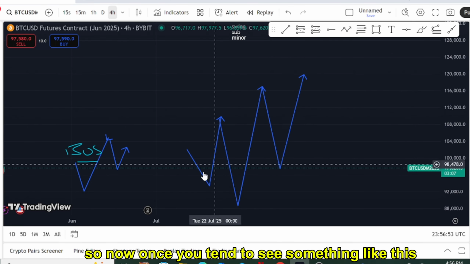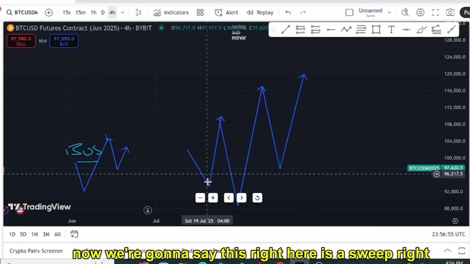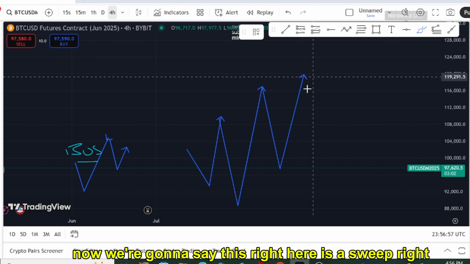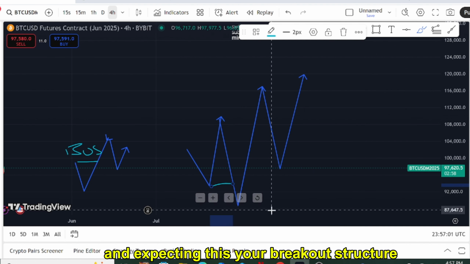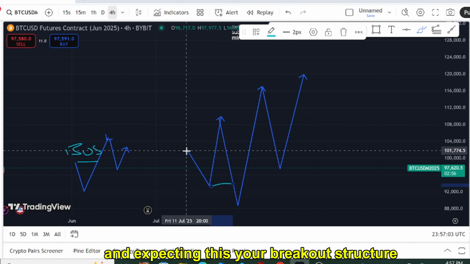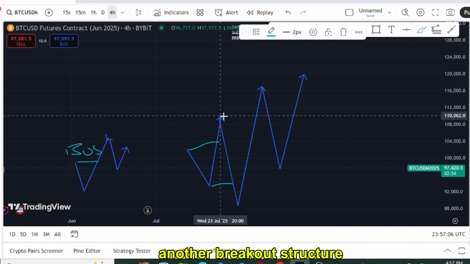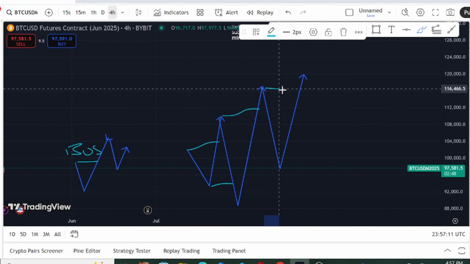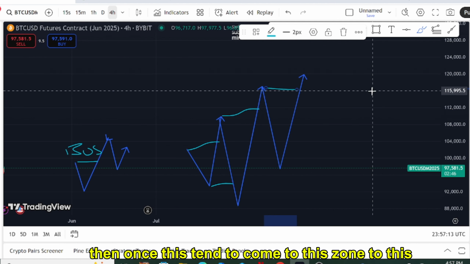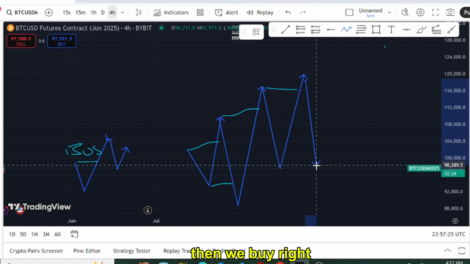Now once you see something like this, we're going to say this right here is a sweep, and we're expecting your break of structure, another break of structure, and once you see this other break of structure, and price comes back to this zone, then we buy.